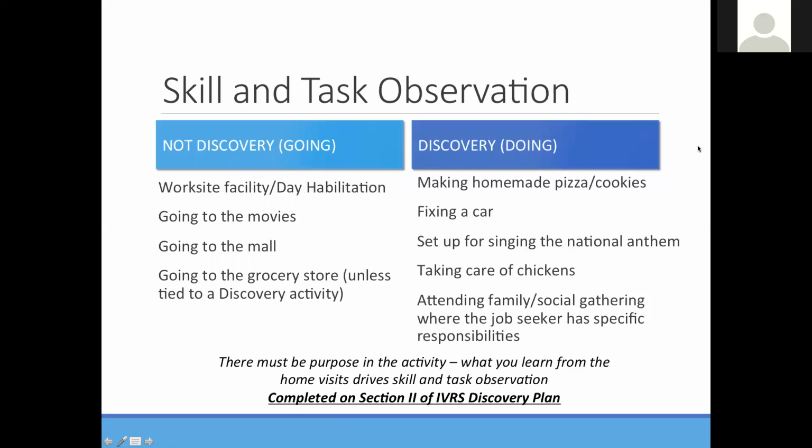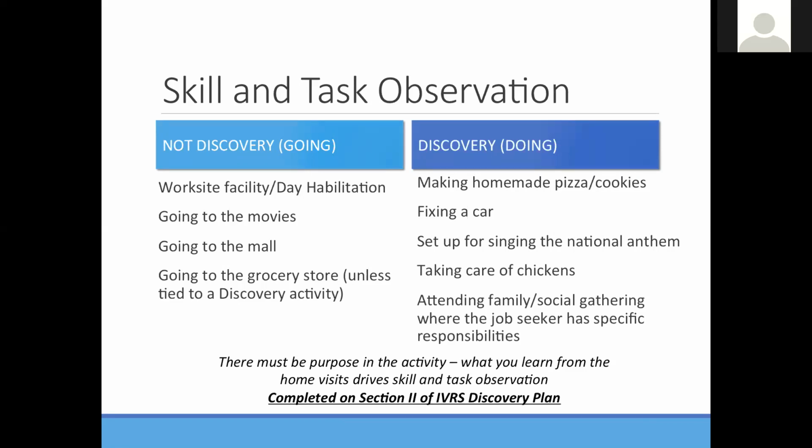So the biggest piece with skill and task observation when you're first beginning to learn about discovery is I see us naturally want to jump into, well, let's observe the person in the facility-based setting or day habilitation. Or let's go to the movies, or let's walk around the mall, let's go to the grocery store. Those things, you're just going. You're not really doing, right? You're just watching a person go to do this.